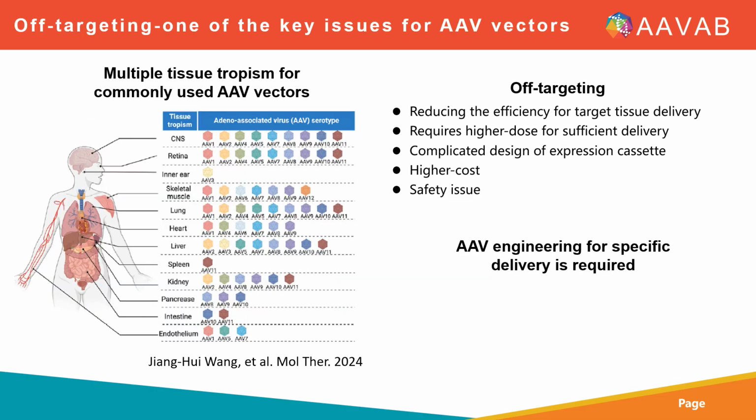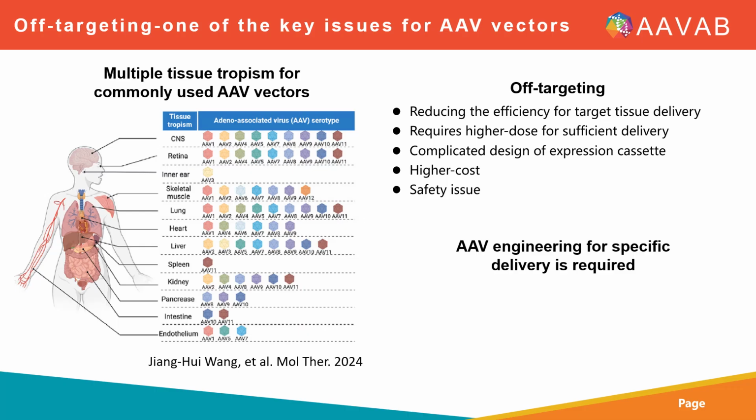However, off-targeting is one of the key issues for AAV vectors. The commonly used AAV vectors can infect multiple tissues in humans, which is caused by the multiple tissue tropism. Because of off-targeting, the AAV particles that go into the target tissue are reduced, and higher doses of AAV are necessary for sufficient gene delivery, which results in a higher cost of AAV production and raises a safety issue.